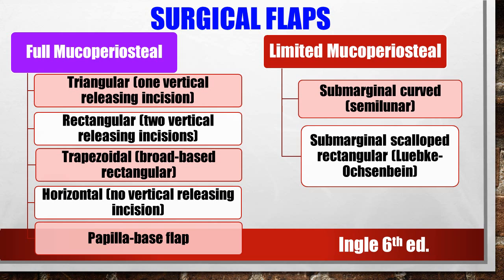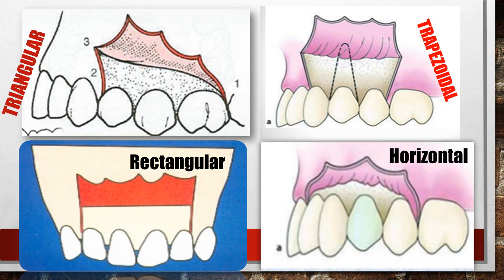However, you do have the Luebke-Ochsenbein flap. This is the submarginal scalloped rectangular flap. So this is the most commonly practiced flap in endodontics right now, other than the trapezoidal. Okay, the broad-based rectangular flap.